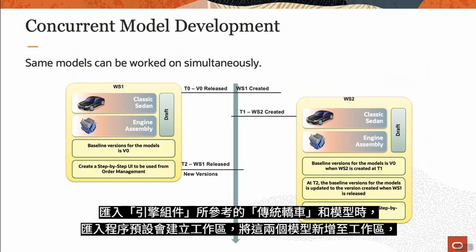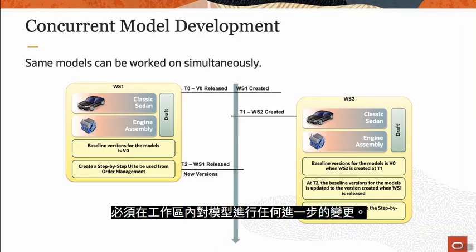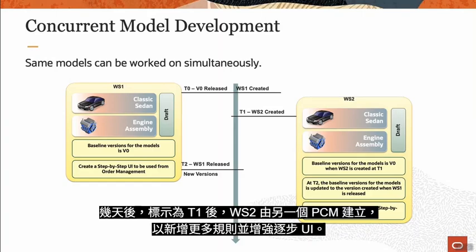Workspace WS1 is created by one PCM at T0 on the example timeline to create a step-by-step UI for the sedan model so that order management users, when they configure the sedan, can use the step-by-step UI. After a few days, marked at T1, WS2 is created by another PCM to add more rules and enhance the step-by-step UI. The changes to the model in WS2 can occur concurrently. When WS1 is released, marked at T2, the changes to the model in WS1, that is, the step-by-step UI that was created, will be visible in WS2 after the release of WS1 at T3, because WS1 becomes the baseline version for the models in WS2, which has been updated.